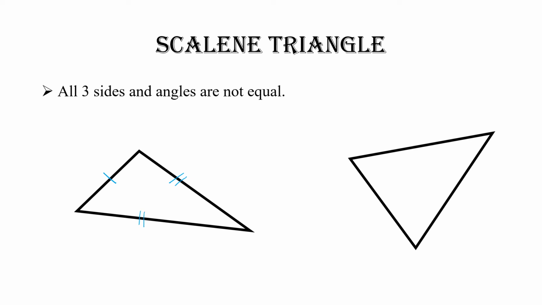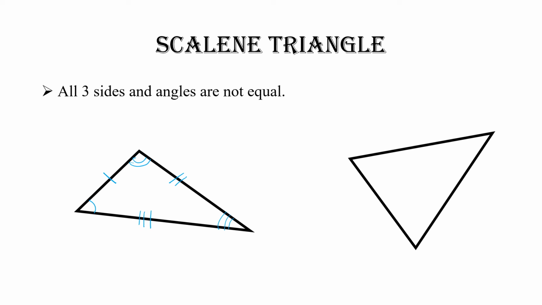You see? So this side is not the same as this side, and this side is not the same as this side. And likewise with the angles. So here I will have 1 curve, here I will have 2 curves, and over here now I will have 1, 2, 3 curves. So that tells us this is a scalene triangle.